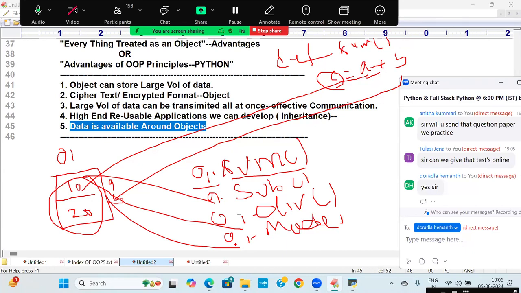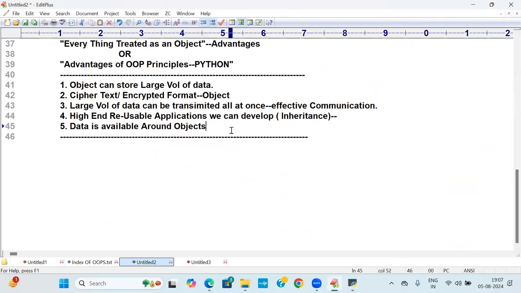So data is available around objects in OOPS. Data is available either in function calls or in function bodies in functional programming. Which one will take more memory space? A language satisfying functional oriented principles will take more memory space. They are called heavyweight applications. Object oriented applications take less memory space because the data is centralized.